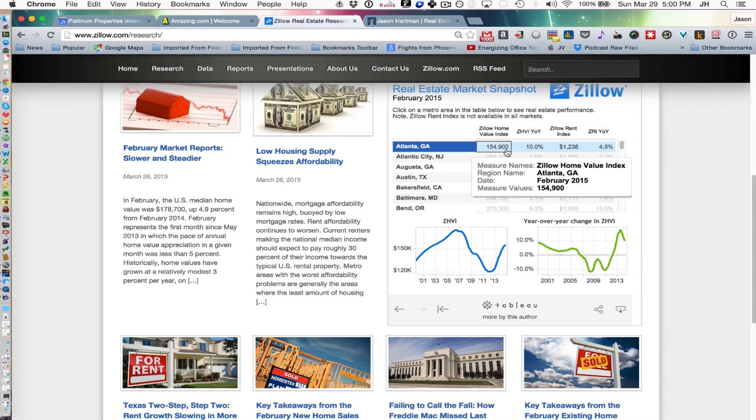So if you buy a $120,000 property or a $100,000 property in Atlanta, most of the time you can get $1,000 or $1,200 per month, respectively, 1% of the price.